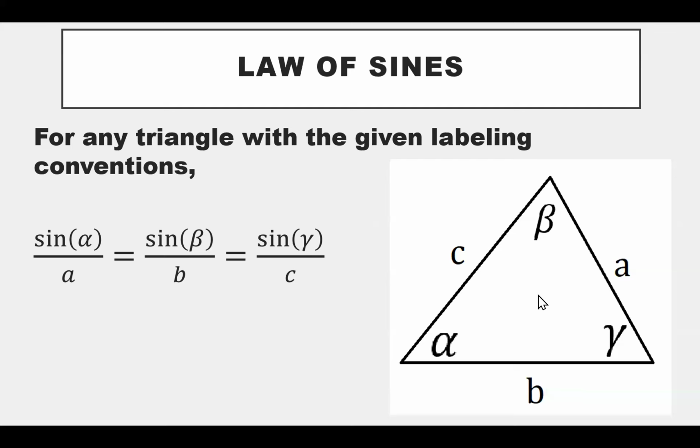So in essence, what we're talking about is the ratio of sine of this angle with the length of the side opposite that angle. And it should make sense: as these angles get bigger, the value of the side opposite should get bigger. So wider angles are going to have longer sides opposite of them.